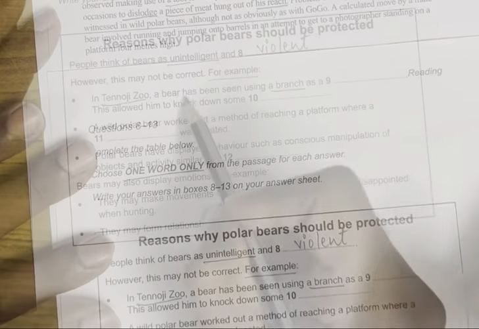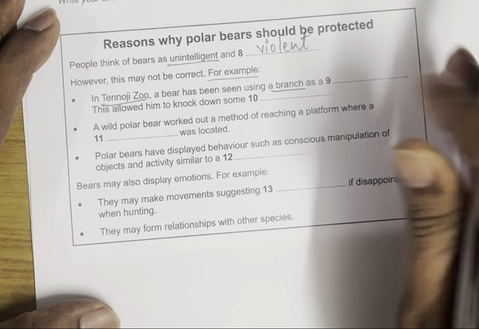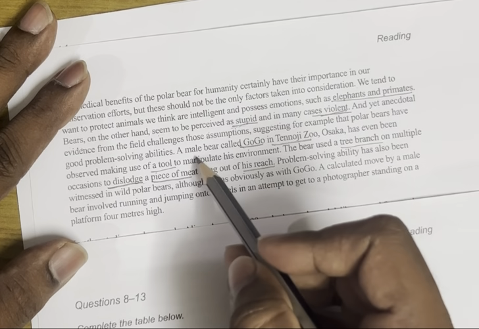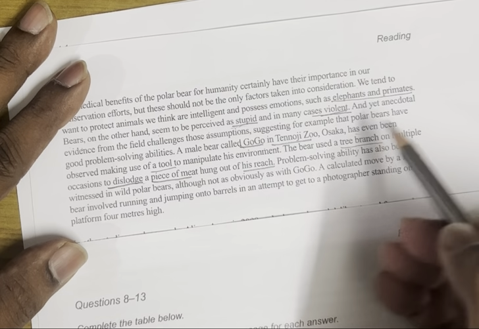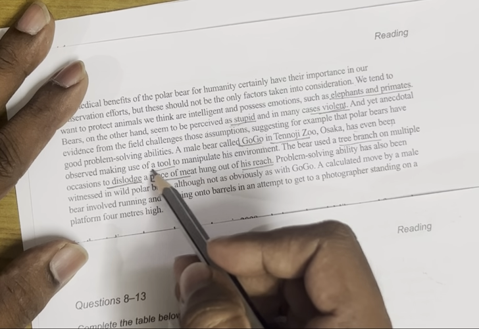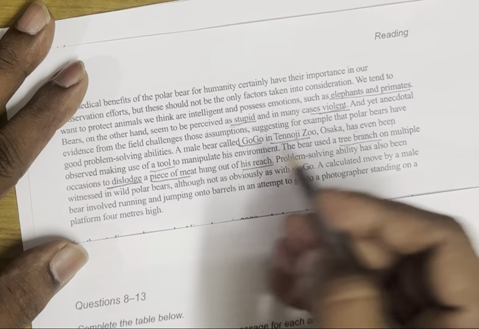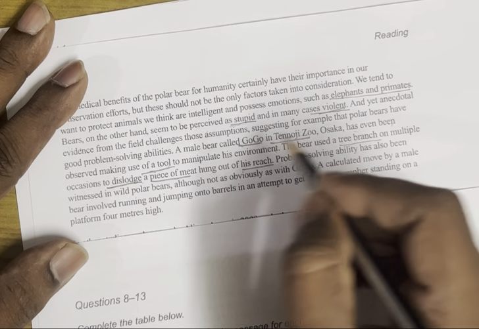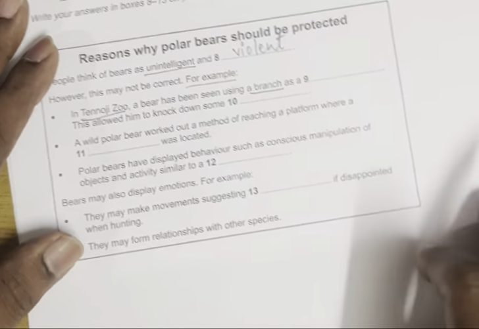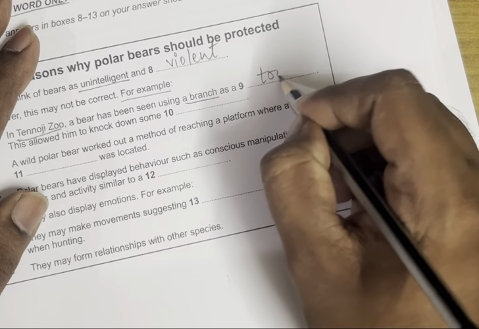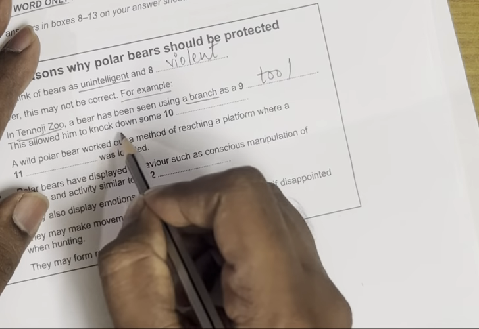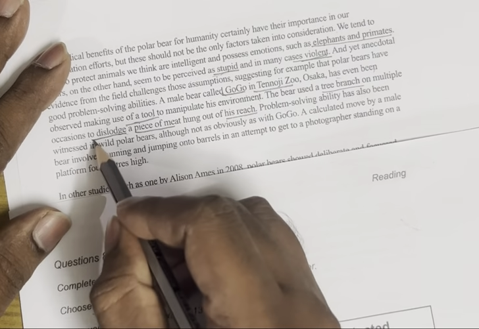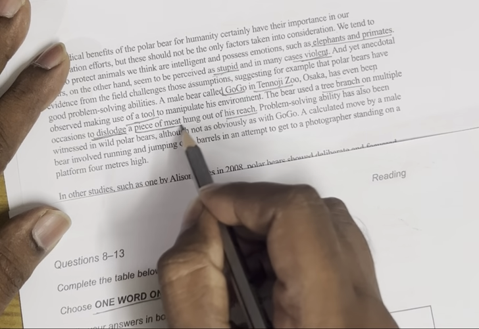Yeah. So the bear has been using a branch as a dash. It is using it as a, we have it here. A male bear called Gogo has even been observed making use of a tool. Use of a tool. So this tree branch is being used as a tool. That's it. Tree branch as a tool. This allowed him to knock down some, what did it knock down? Knock down means dislodge. Occasions to dislodge a piece of meat.